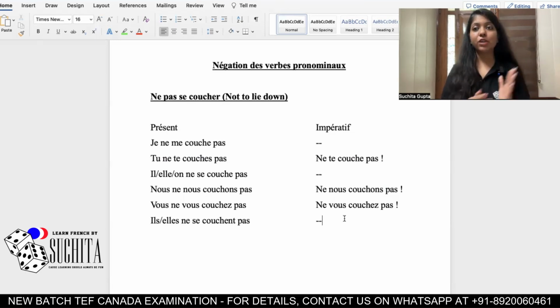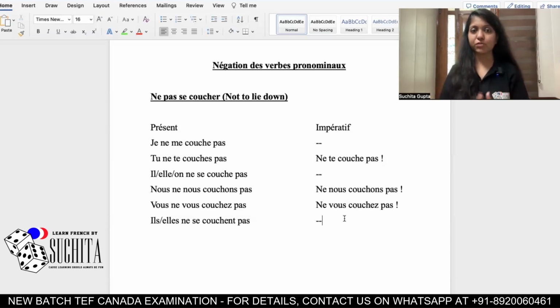So on the left-hand side, you are seeing I've conjugated the verb se coucher in the present tense, but this time you have it in negative. In the positive, you had je me couche, but this time since it is negative, I have added ne and pas, which makes it je ne me couche pas. Tu ne te couches pas. Il, elle, on ne se couche pas. Nous ne nous couchons pas. Vous ne vous couchez pas. Il, elle ne se couche pas. That's there in the present tense.